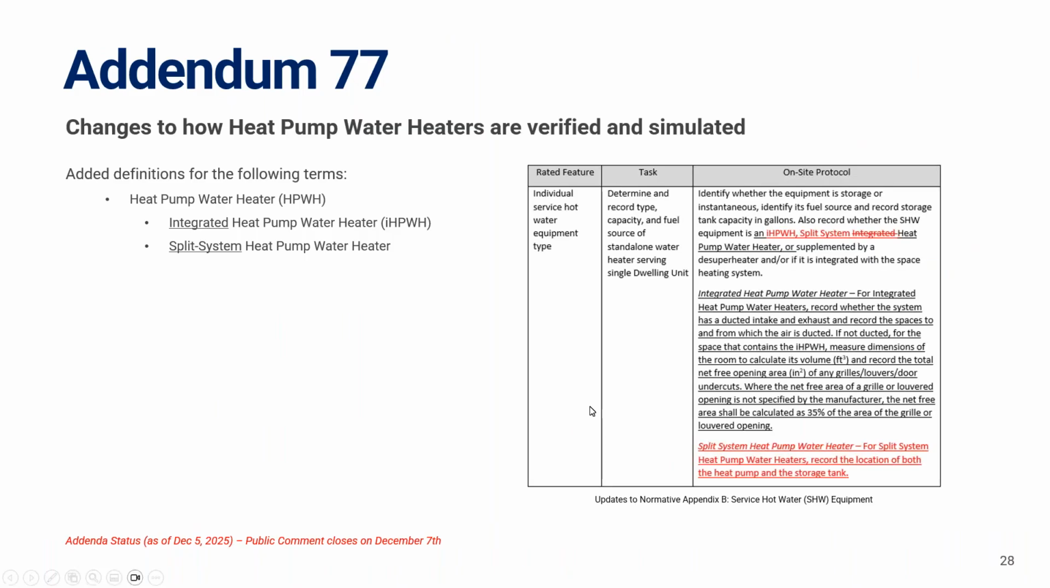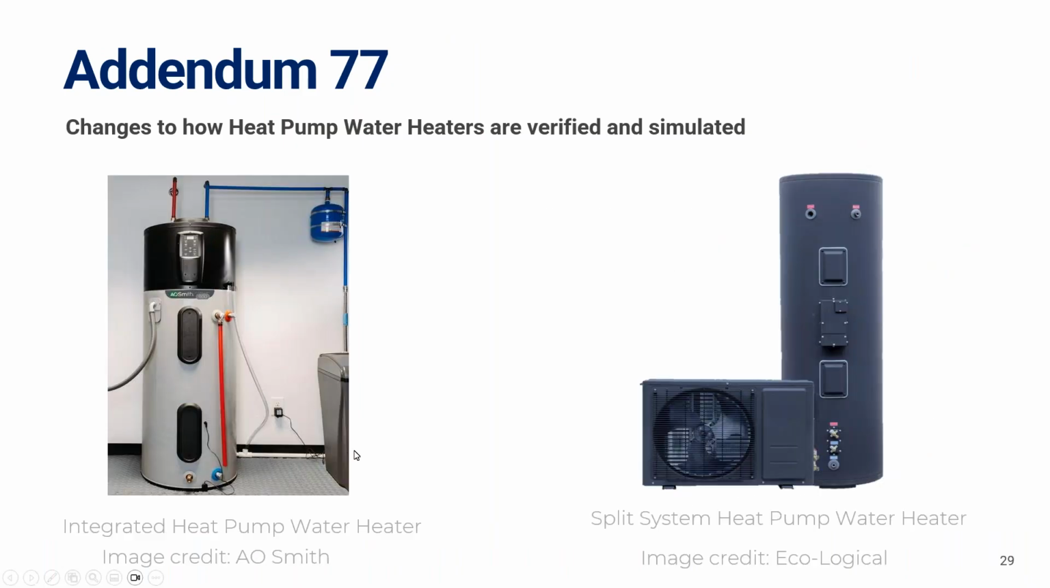How this looks in the addendum, you can see on the right-hand side, this is a snip from Appendix B. In the service hot water section, you would be asked to identify whether it's an integrated heat pump water heater or a split system heat pump water heater. Again, this is a proposed addendum. It's not final yet, but as you prepare to think about this, think about projects you have that have heat pump water heaters. Is this something you could do? Now, if you haven't seen one before, on the left is an integrated heat pump water heater. On the right is an example of a split system where you have the storage tank inside, but the heat pump is outside. The one on the left, the heat pump component is just sitting on top of the storage tank.